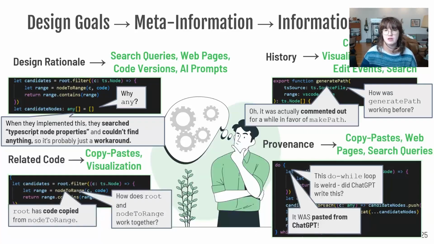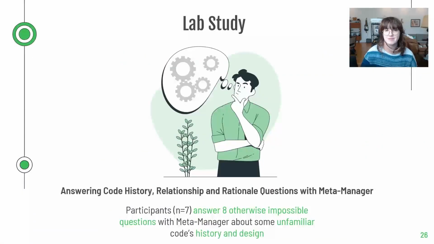As more code is sourced from AI models, the more relevant this lineage of code history and its provenance is likely to become. To evaluate MetaManager and whether it supported question answering about code history using meta information in the ways we envisioned, we ran a small user study.